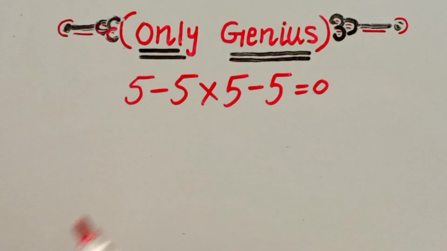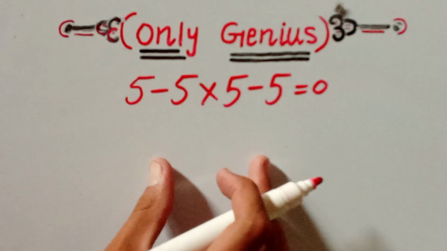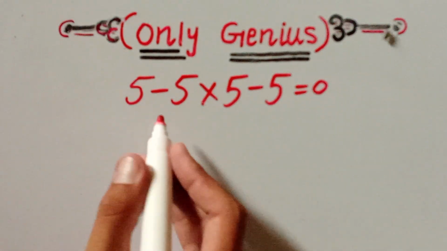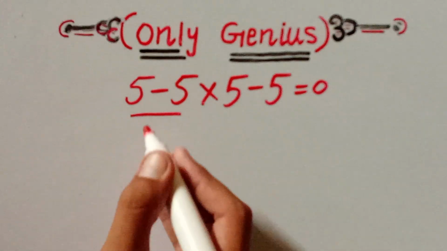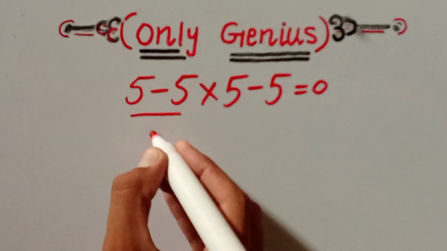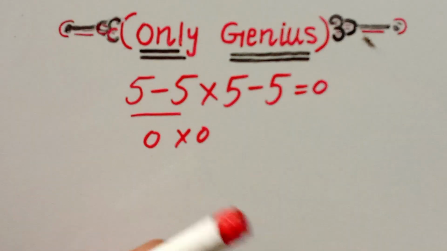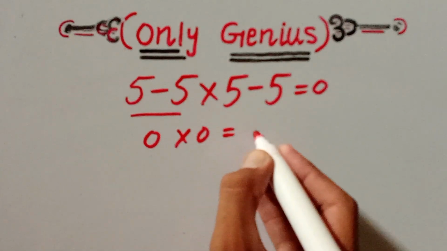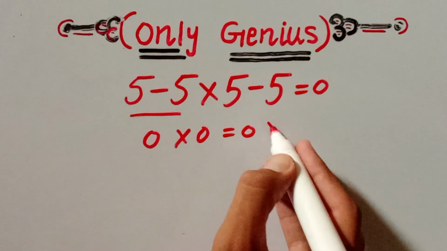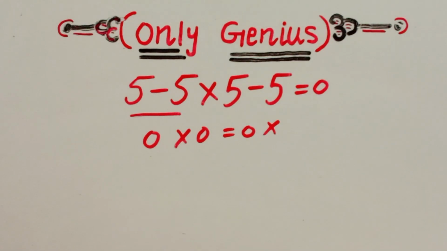Okay, so firstly, we can solve. Most people make this mistake: they solve 5 minus 5, which is equal to 0, times 5 minus 5, which is equal to 0. So 0 times 0 is equal to 0. But students, this answer is not correct.